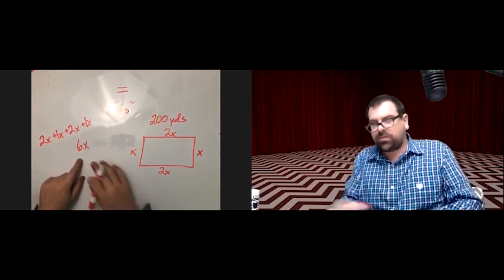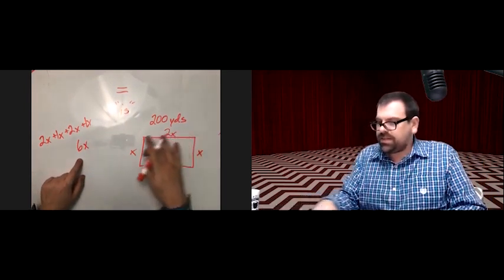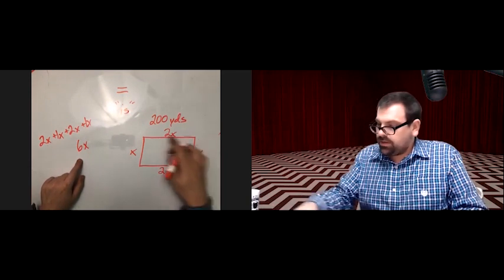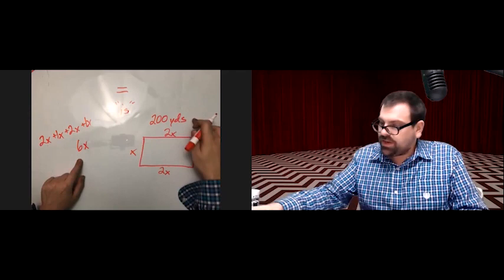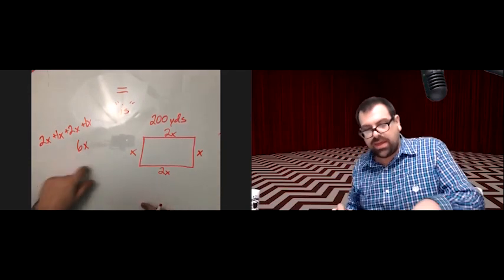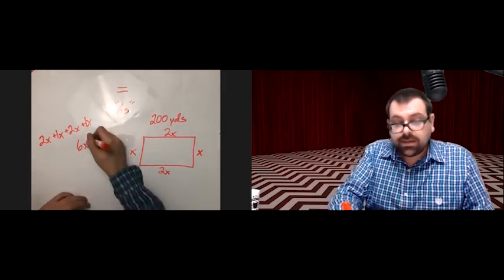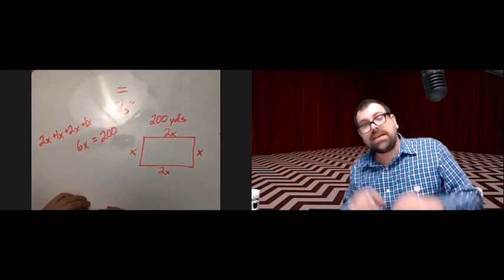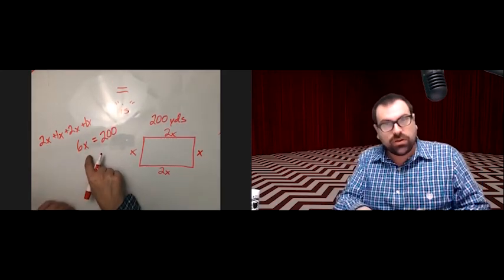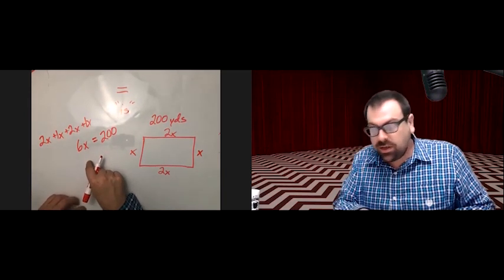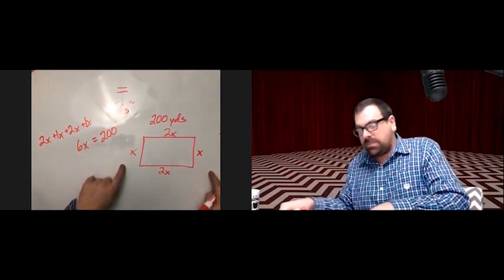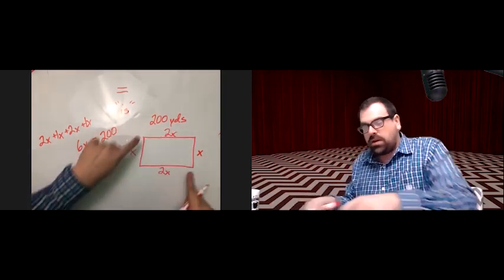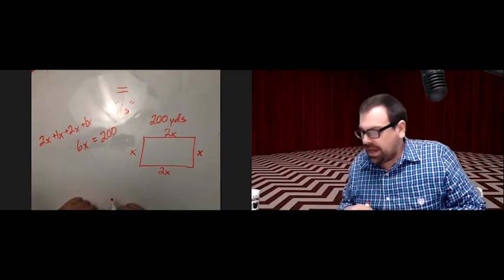So 6x would represent the distance around this rectangle. If you're building this rectangle fence and you want the fence to be 200 yards, then this is 200 yards. And then if you could solve for x, you would know how long you have to make this, and then you can plug in for x and you would know how long to make that.